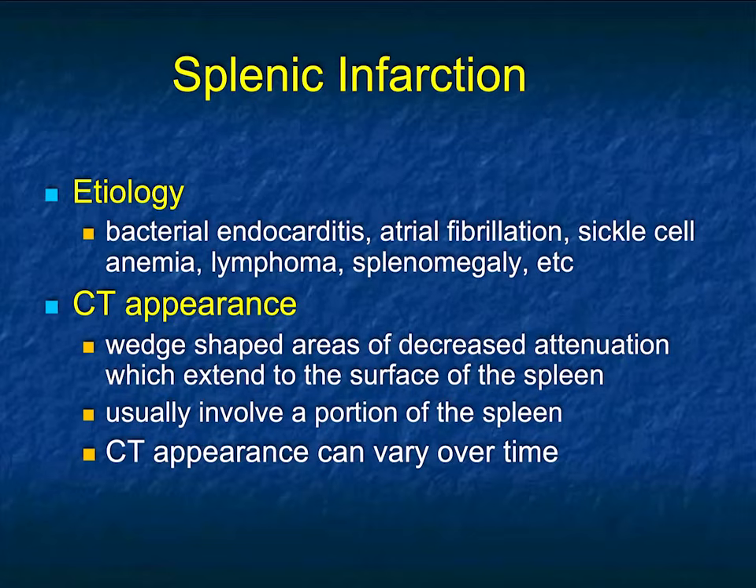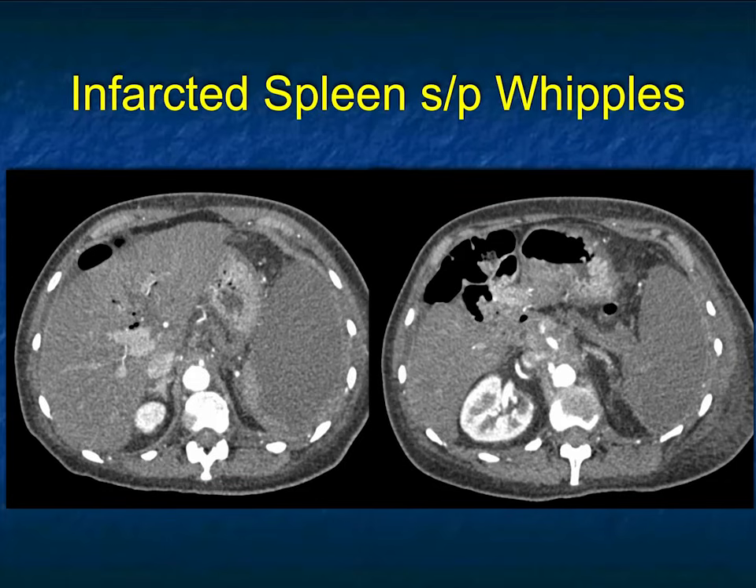Splenic infarcts, it's a gamut of things: endocarditis, atrial fib, sickle cell disease, lymphoma, splenomegaly. And again, with infarcts, they can resolve over time simply by shrinking and causing scarring in the spleen. Occasionally, you can have infarct and infection, and in those patients, the patient usually needs a splenectomy. Here's a global infarct of the spleen. The entire spleen is infarcted, and that's one of the things you get post-surgery.